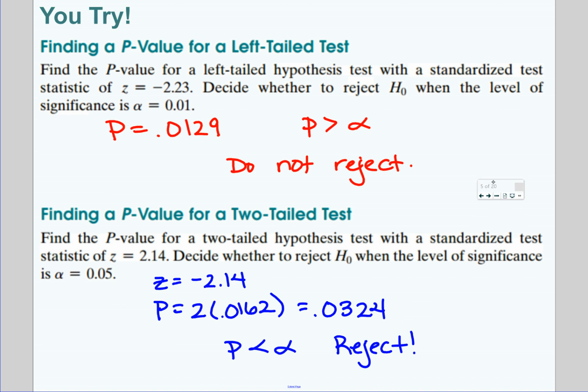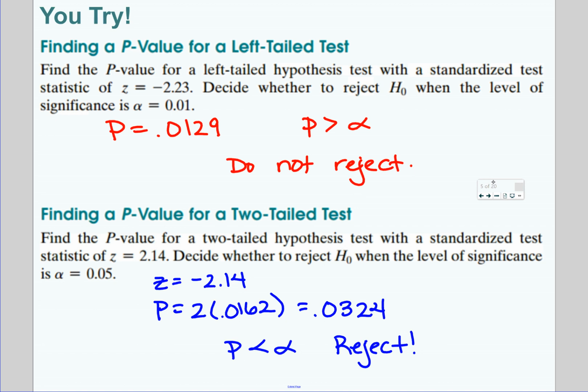answers. The top one, you should have a p-value of 0.0129. Nothing special from the chart on that one. It's greater than your alpha, so we do not reject. For the one at the bottom, it's easier to use the critical value from the left of the chart instead of the right. So if you look up negative 2.14, you get 0.0162. Double it, 0.0324 is less than alpha, so we reject the null. Okay? Questions?